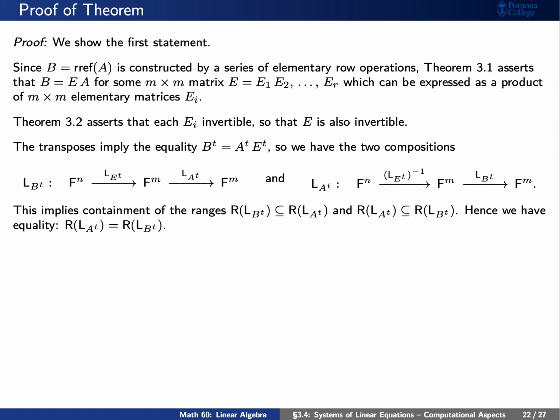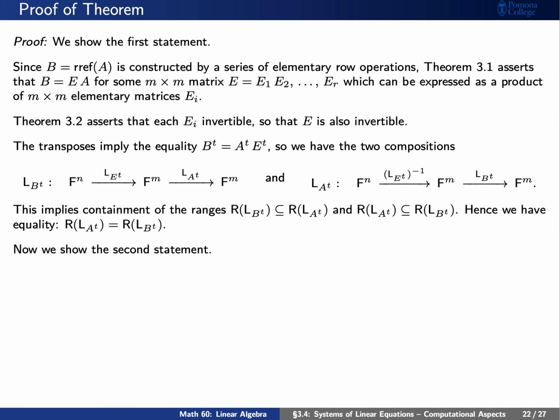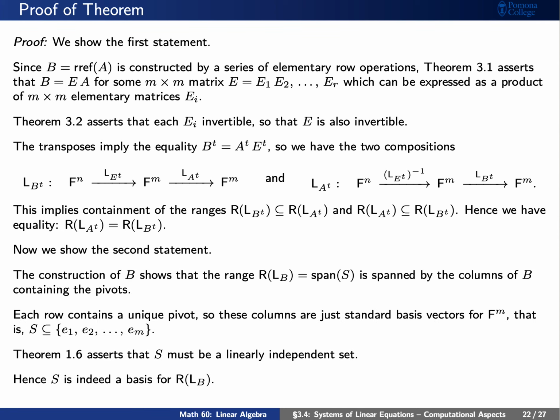Using both of these arrows, we do see that the range of A transpose is the same as the range of multiplication by B transpose, which is just the same thing as saying that the row spaces are the same. Let's focus on the second statement. From the way that we've constructed B, we see that the range of left multiplication by B is just the span of S. Again, you'd have to stare at the way that we have the pivots placed.